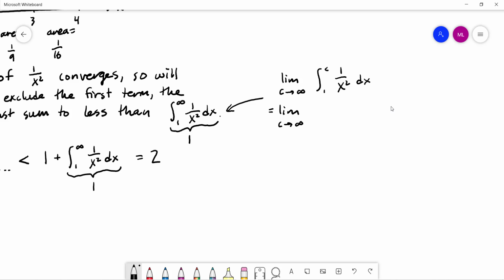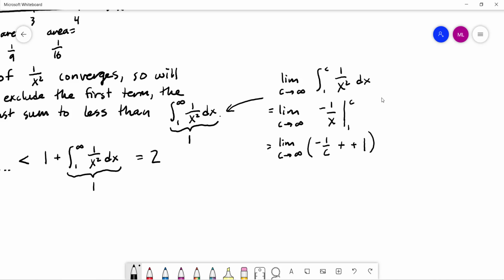The integral of 1 over x squared is negative 1 over x. You can think of it as an x to the negative 2 power. When you go up in power from negative 2, you'll go to a power of negative 1, and you'll need to pick up a negative sign to account for that when you take the derivative. So this is what the integral looks like, and we're evaluating it between 1 and c. And so we get the limit as c goes to infinity of negative 1 over c minus negative 1. When I plug in the lower bound of 1, I'll just get negative 1 over 1, which is negative 1.